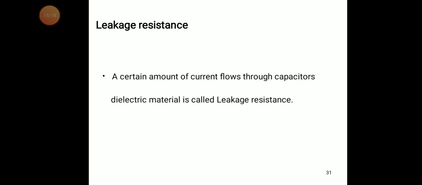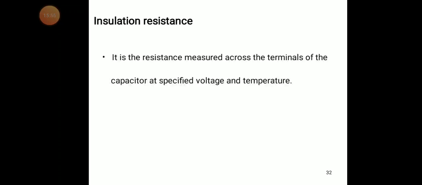This flow of current is in the form of loss, or it may be in the form of heat. So this is called the leakage resistance. How much current is flowing, that amount of resistance is called the leakage resistance. Generally it is negligible, but in any critical application, we need to consider all these parameters.